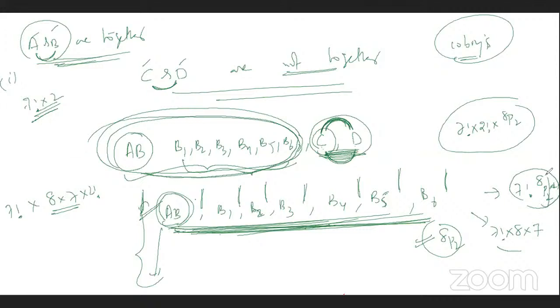What is 8P2? 8P2 is simply 8 into 7. And what do I get? 7 factorial into 8 into 7 into 2 factorial, which is 2. 8 into 7 factorial is 8 factorial, into 14. So my answer is 14 into 8 factorial. No need to simplify that 8 factorial.